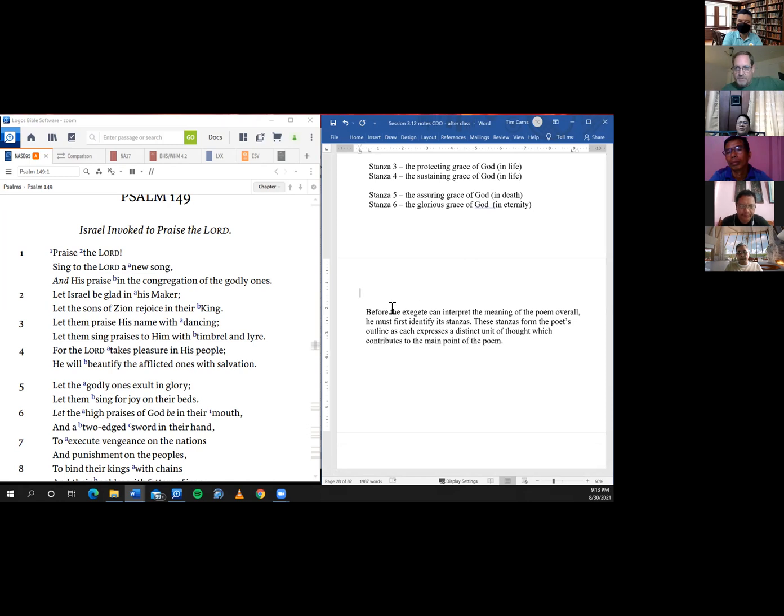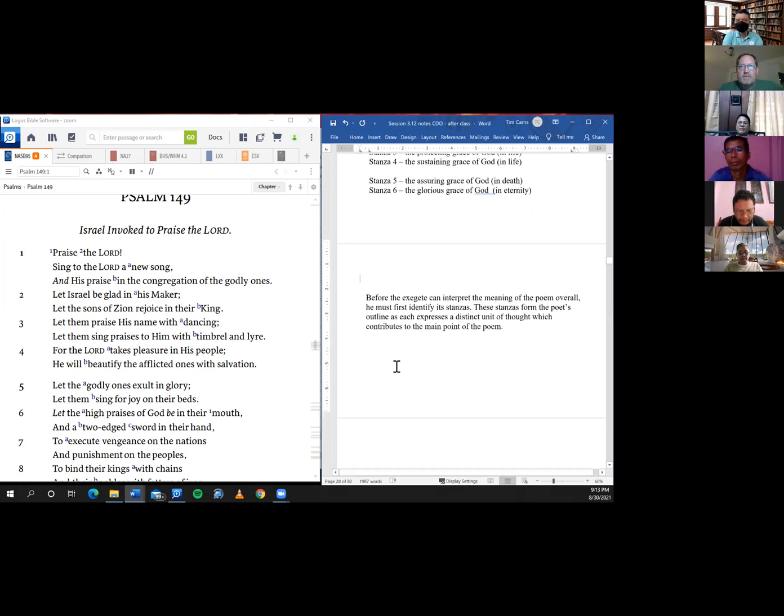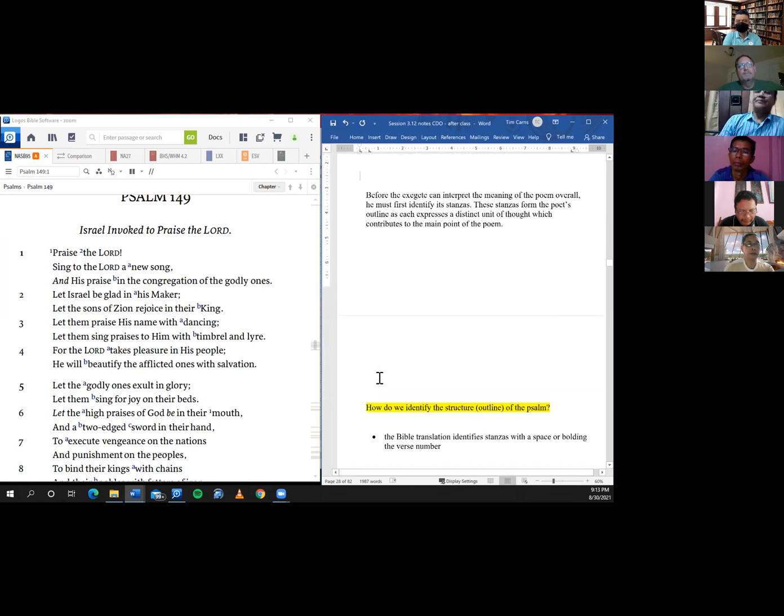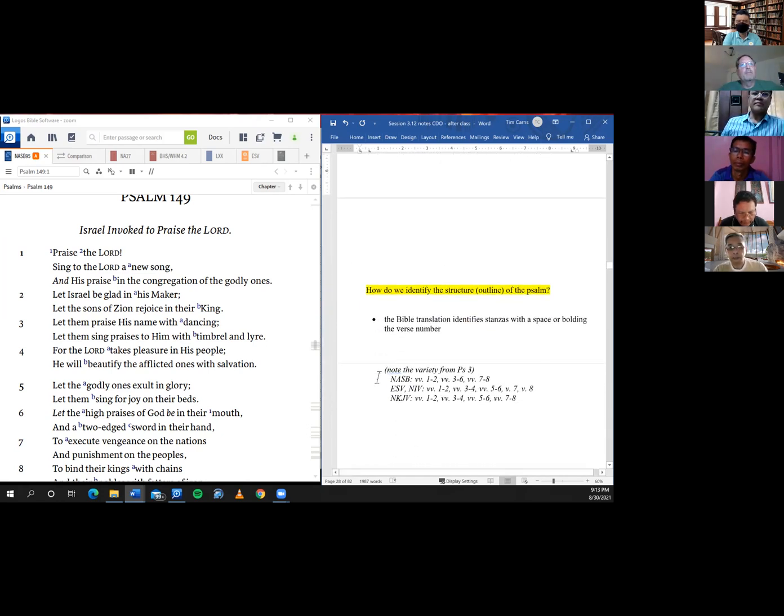We did this with epistles. Remember, we identified each paragraph so we could see each unit of thought and how they're connected together. We summarized each of those paragraphs, if you remember. Well, we want to do something similar here with the psalm, the poem that we're studying. There are a few ways that I want to show you how to identify the structure of the psalm.